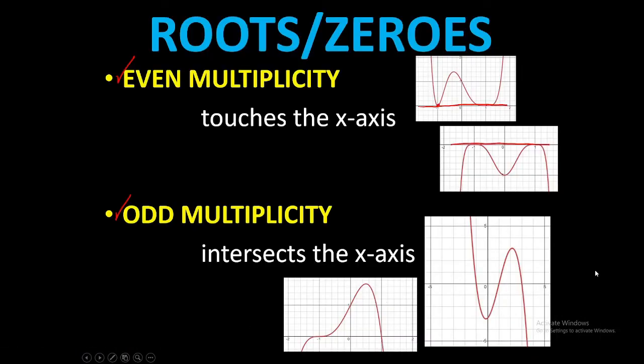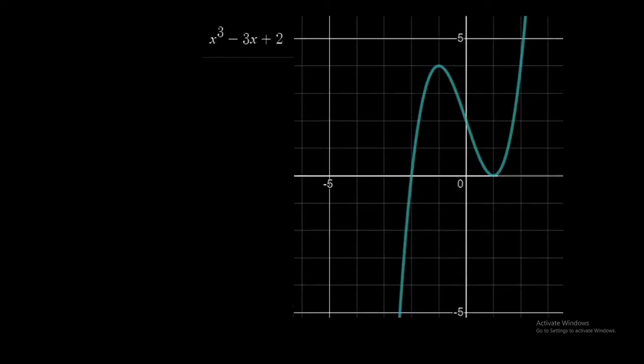So these are the different even and odd multiplicities. Now, let's focus on this graph and this polynomial. So obviously, you are already given a graph. Let us describe the degree. What is the degree of your polynomial function?